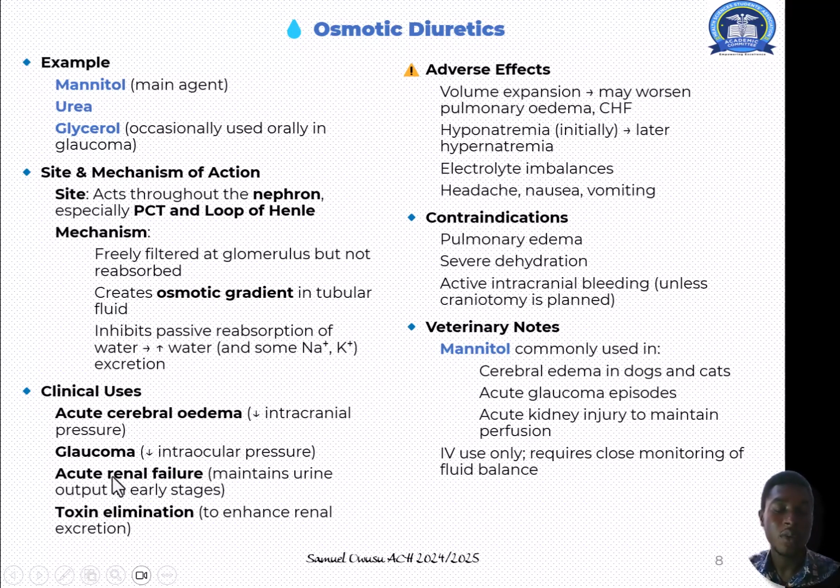Then in people with acute renal failure, most of them would come with pedal pitting edema, and we want to also use these agents to maintain the urine output in the early stages and to eliminate some toxins to enhance renal excretion. The adverse effect is that they tend to cause volume expansion. So people with congestive heart failure, remember they have pulmonary edema.